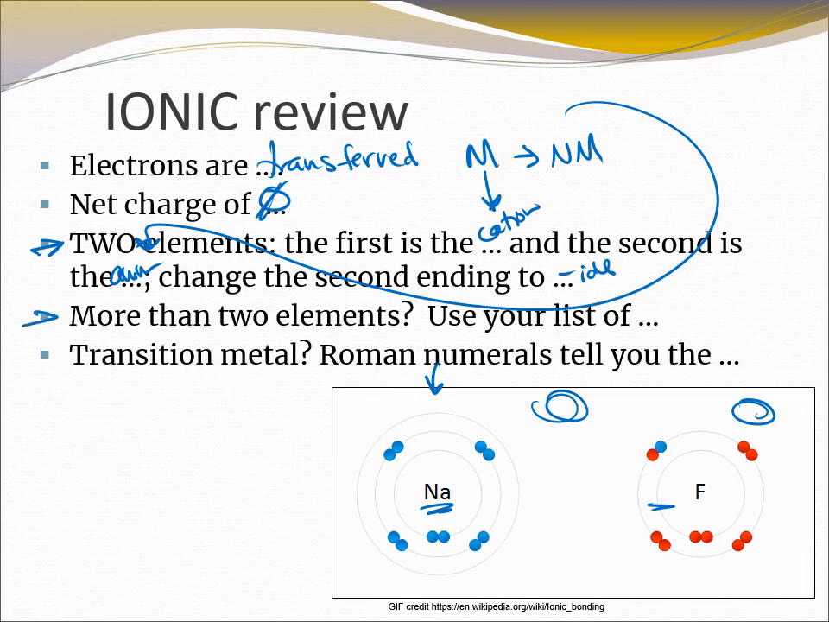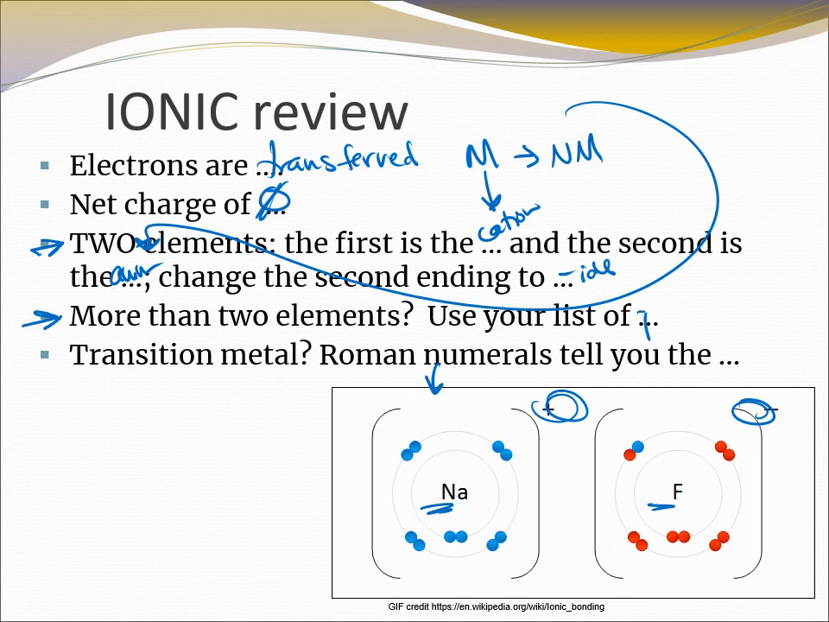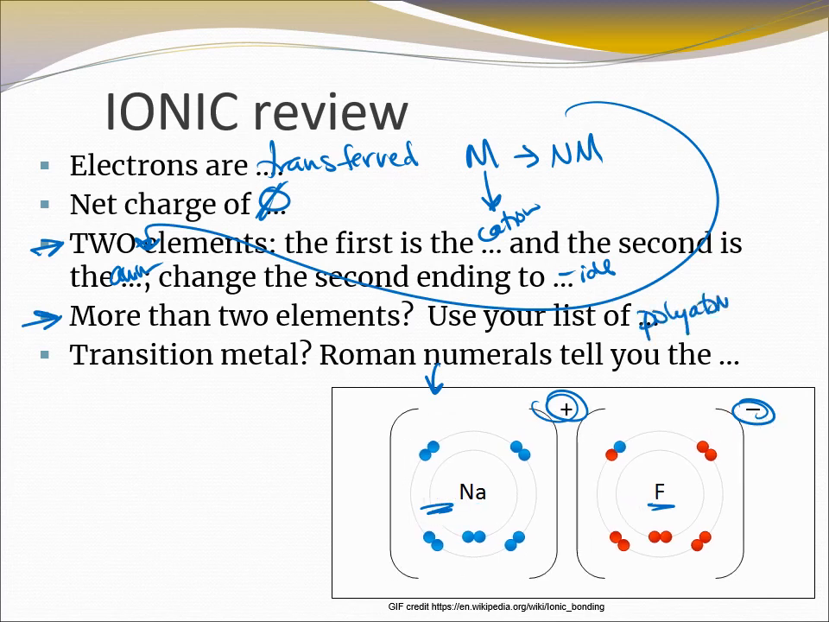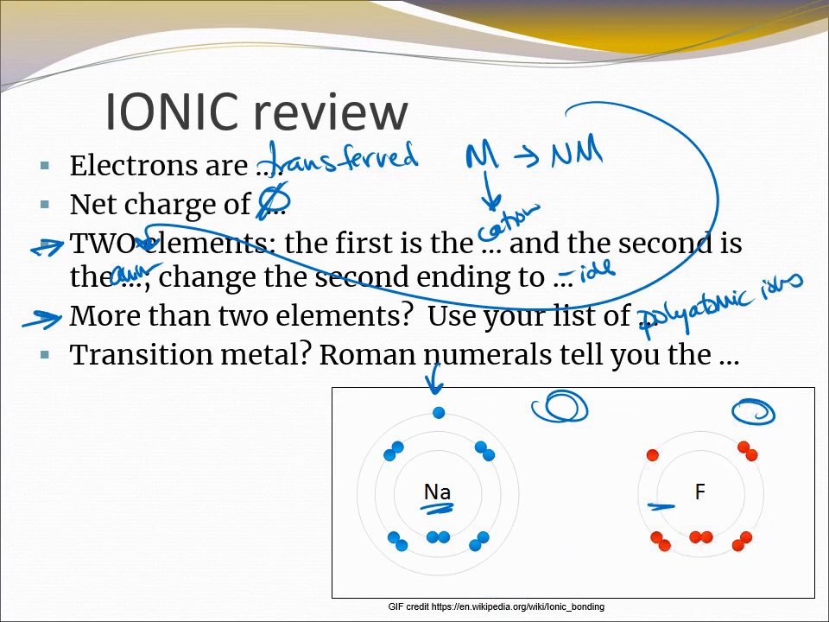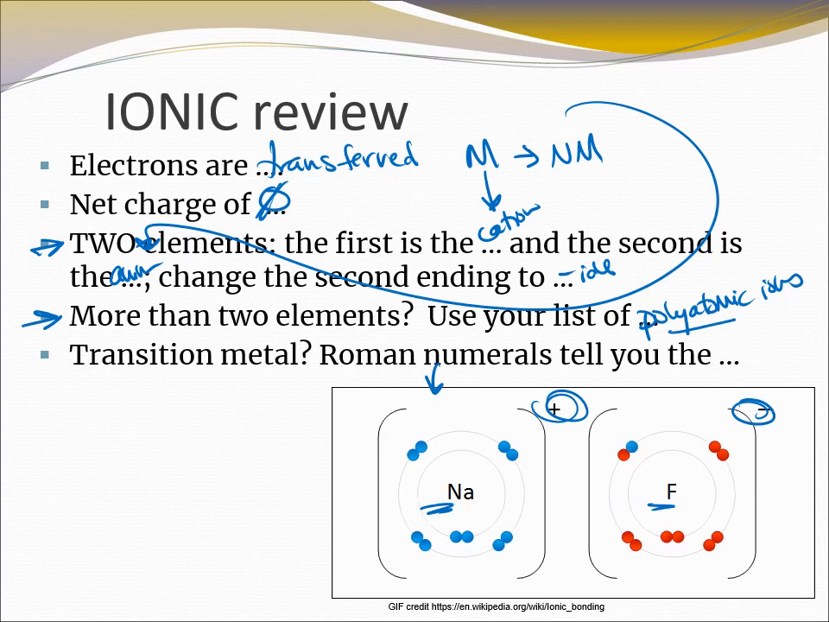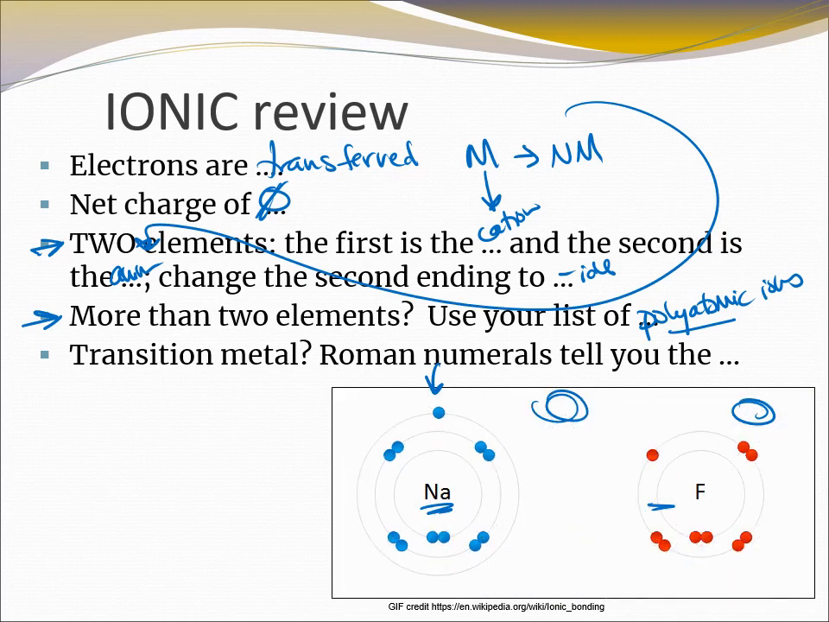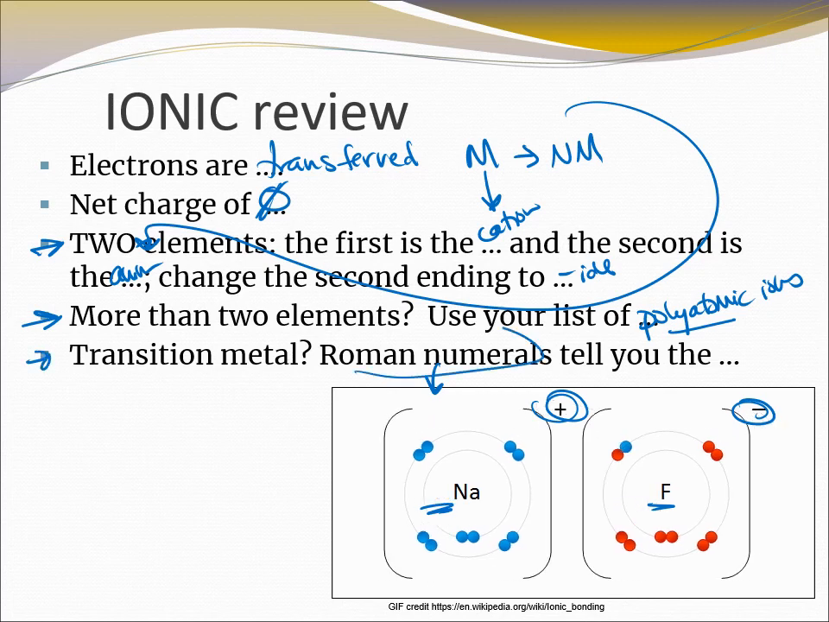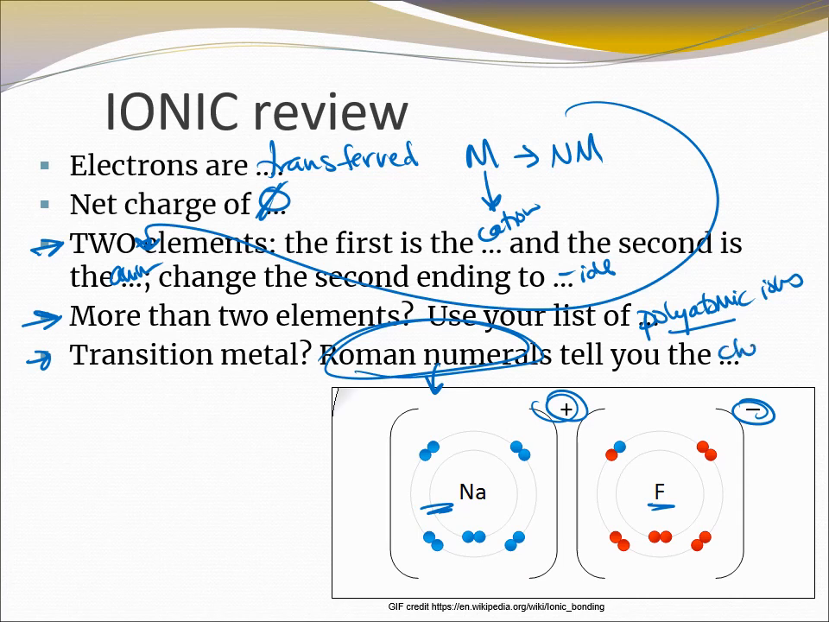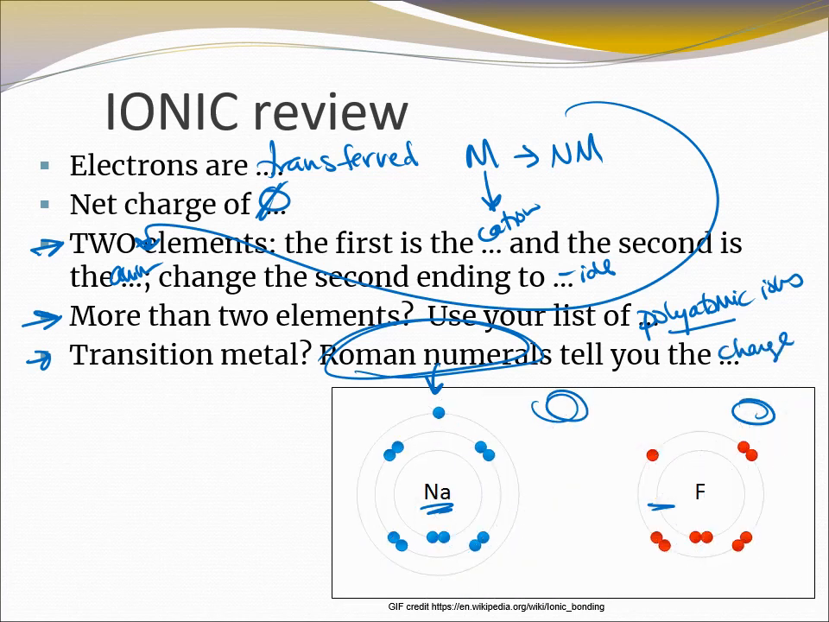If we have more than 2 elements, now we're going to use our list of polyatomic ions. Remember that you want to keep the whole entire formula of the polyatomic ion in the formula of the compound. We're going to lose the charge, though. Do not put the charge in the final compound formula. And of course, if you have a transition metal, we don't know the oxidation states of those because they can change. We're going to add Roman numerals to tell us the charge of that transition metal cation.